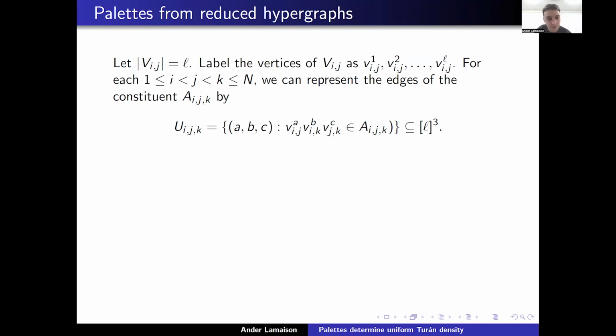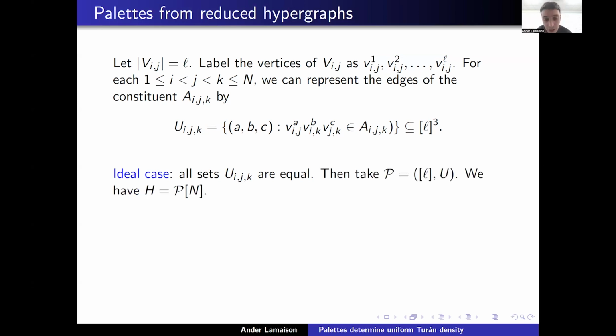So now let's look at 3 scenarios. The ideal case, the best scenario, is if all the constituents encode into the very same set. In that case, we are done because then the reduced hypergraph itself is a blow-up of a palette. There's nothing that we have to do.